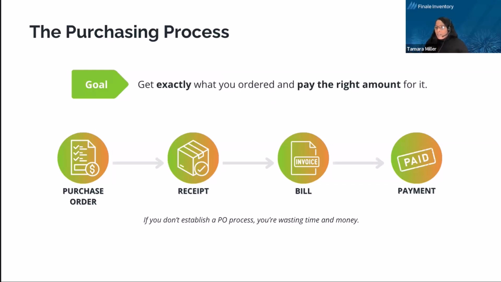And so the goal of the purchasing process is really simple. You just want to make sure that you know exactly what you've ordered against what you've received so that you can pay the right amount for it, right? And it's also about keeping your business operations clean and efficient. So the purchase order actually starts the beginning of that purchasing process and it outlines exactly what you're ordering from your supplier.